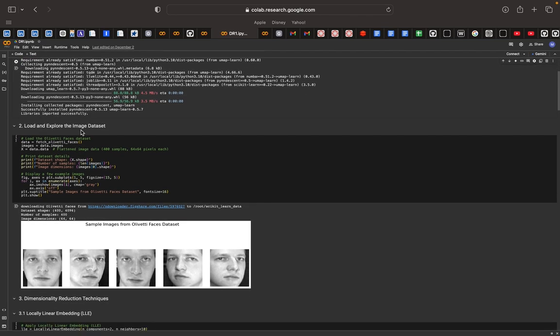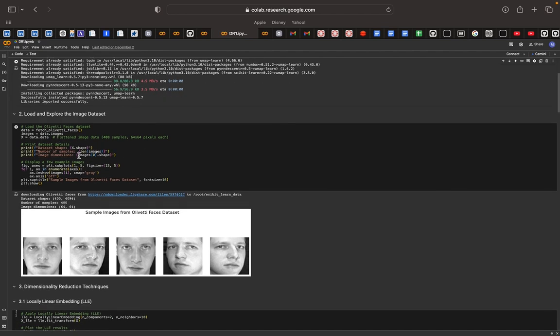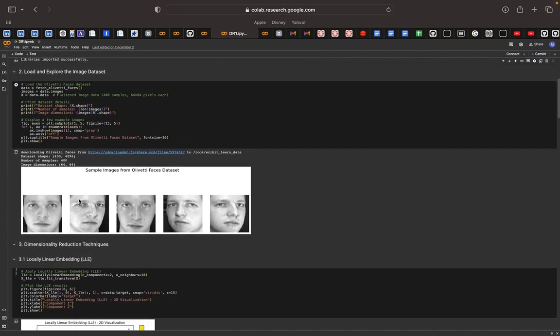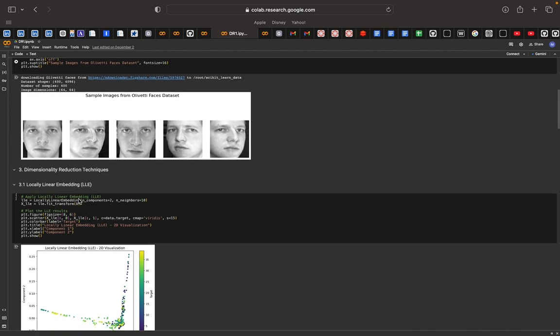So here we are loading and exploring the image dataset. We use the Olivetti faces dataset using fetch_olivetti_faces. This dataset contains more than 400 grayscale images of 64 by 64 pixels, flattened into 1D arrays for processing, and then we also visualize a few sample images to understand the dataset we are working with.